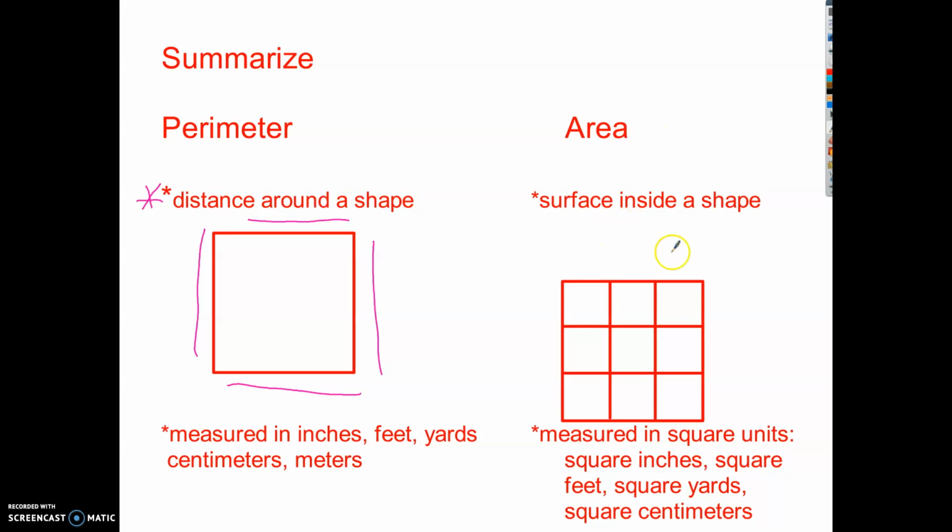Area is the surface that's inside the shape. It's measured in square units, square inches, square feet, square yards, square centimeters. Count your squares. 9. So if it's measuring it in yards, it's going to be 9 square yards.